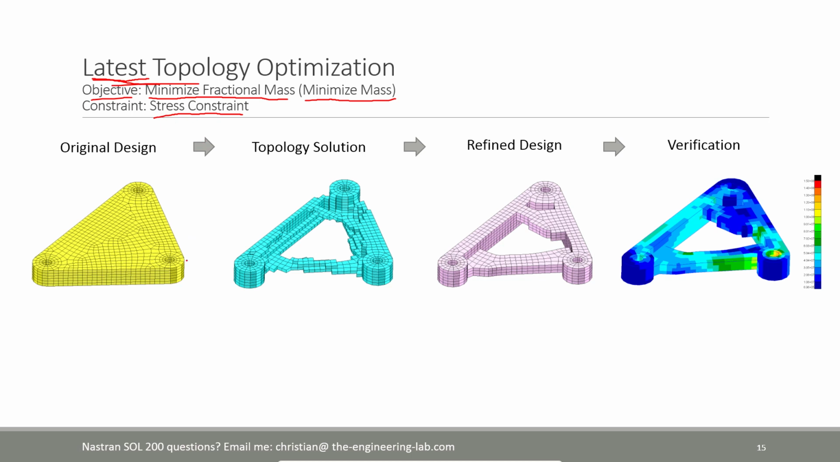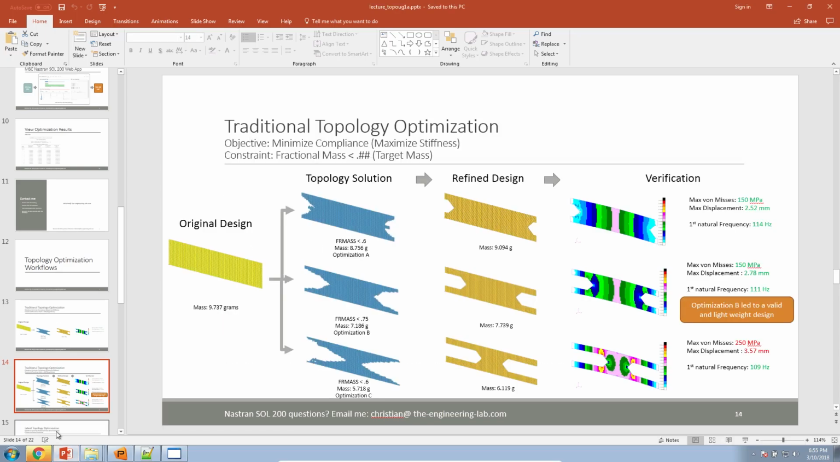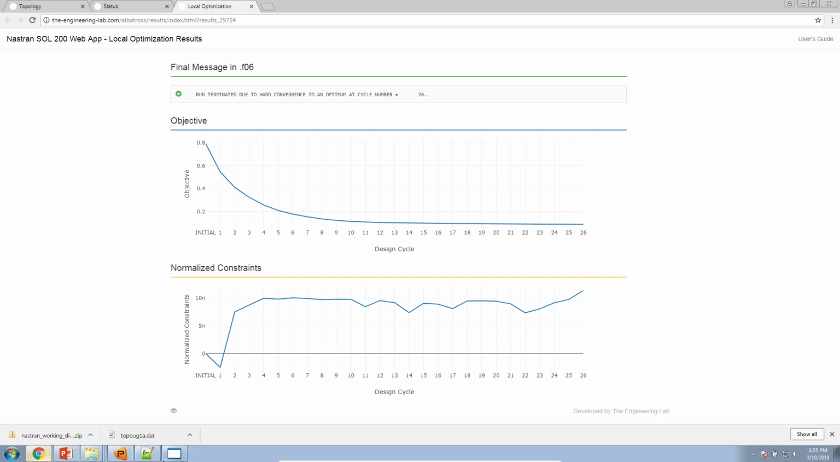The benefit here is that when you arrive at a topology solution, and then you go through the refining stage, and then you look at your verified results, you are more likely to satisfy your stress, your displacement, and other structural constraints later on. This tutorial is using the traditional method. So now let's go back and look at the results.